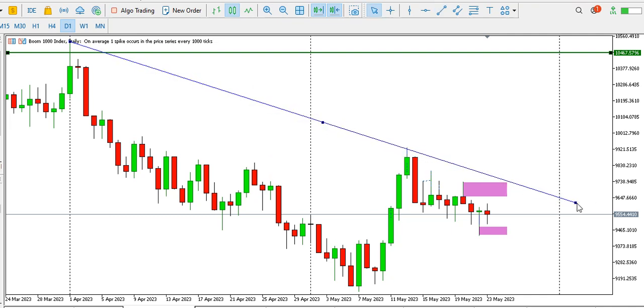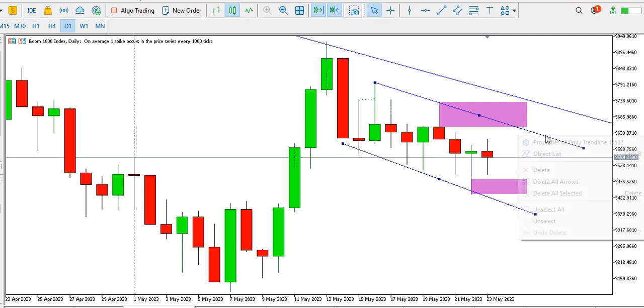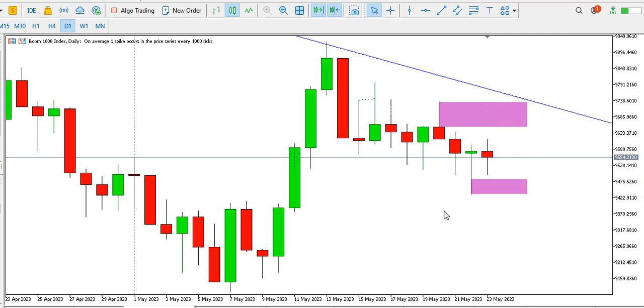All right, but in as much as price is in a bearish structure, we cannot rule out the fact that price is currently ranging around here. So we might be waiting for a range breakout either to the top or to the bottom. But for now, price is ranging on the daily time frame. All right, let's go to the 4-hour time frame.